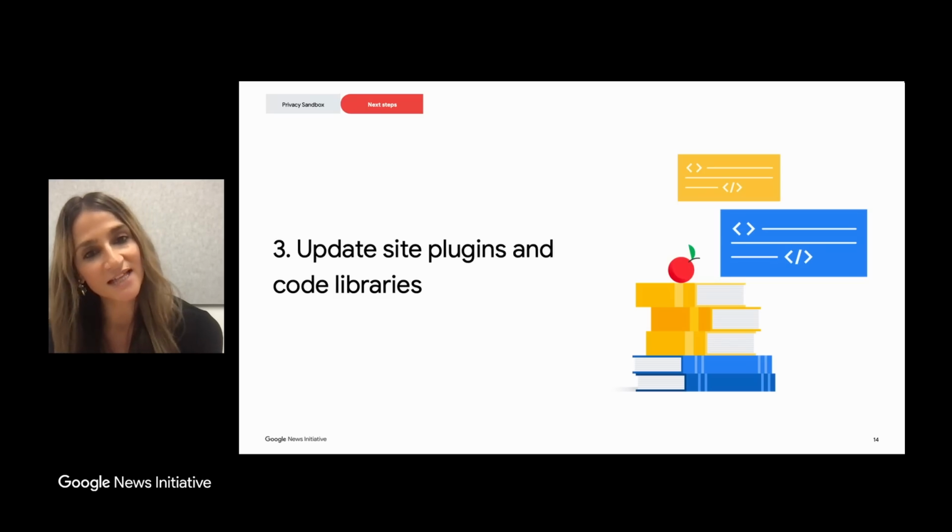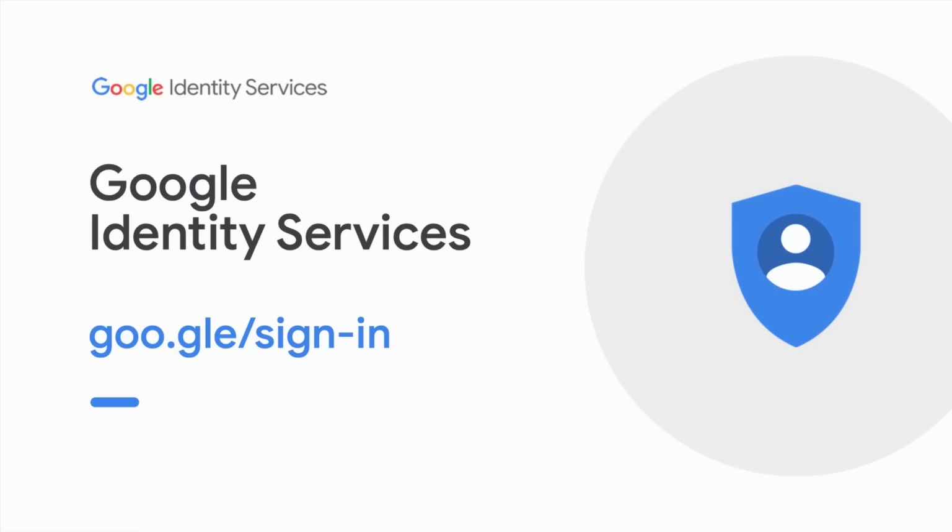If you use Google Ads, DoubleClick, Tag Manager, or any other Google product, you might be using an outdated plugin or code library. If you use a CMS like WordPress or Newspack, update your plugins in your CMS dashboard or settings, or contact your vendor directly. If you use Google Sign-In on your site, such as for subscriptions or donations, you will need to update the code library to the newer Google Identity Services library. For more information on Google Sign-In, you can go to goo.gle/signin.